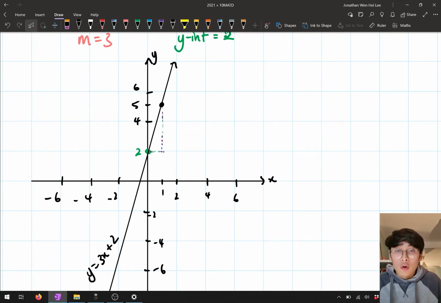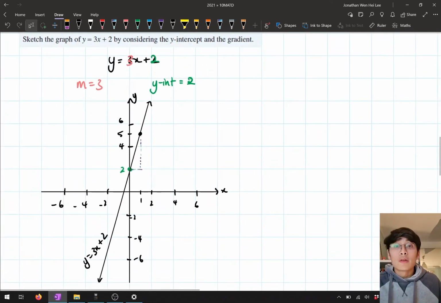Then, using your gradient, we're going to figure out another point. So here my gradient was 3, so I went across to the right by 1 unit and then up by 3. That's what the gradient tells me. And so I found a second point and I drew the line straight through those 2. So that's how we sketch a linear relationship using the gradient-intercept form.